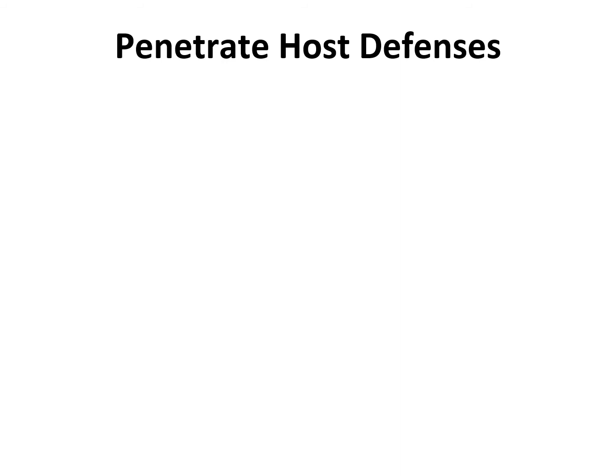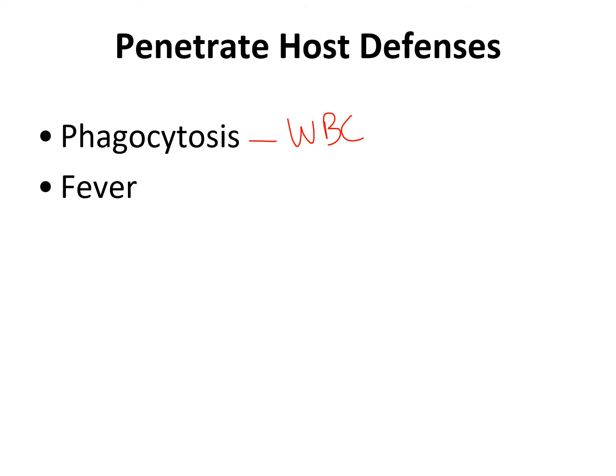So when a microbe enters a person's body, there are three parts of the immune system that it needs to worry about initially. The first thing it needs to worry about is phagocytosis. There are certain white blood cells in your body, and we will talk about them later, and their job is to phagocytose, to ingest any microbes that enter your body. The second defense that they have to worry about is fever, and the third defense are antibodies. And antibodies are serum proteins that are found in your blood.